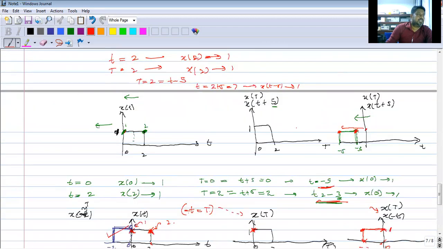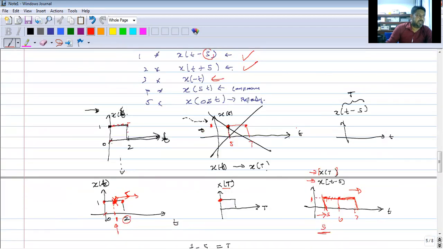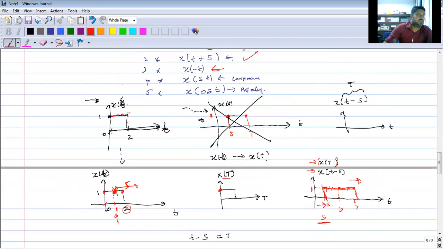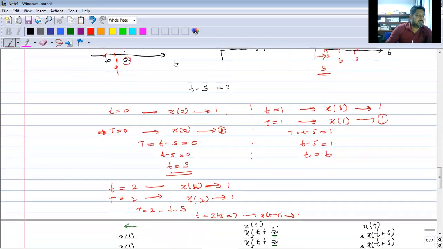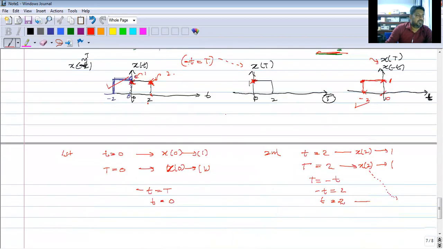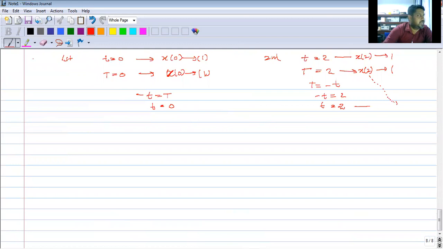So we will see the time scaling and what happened. Okay, in the same manner, I will draw the original signal. This is t, x(t), with points at 0 and 2. This is 1. This is our pulse.